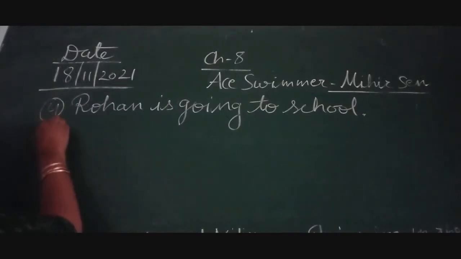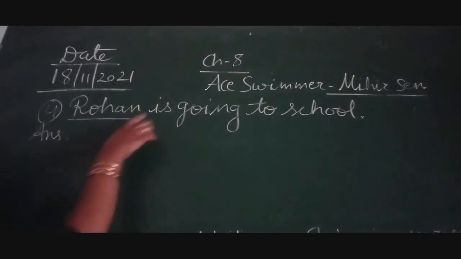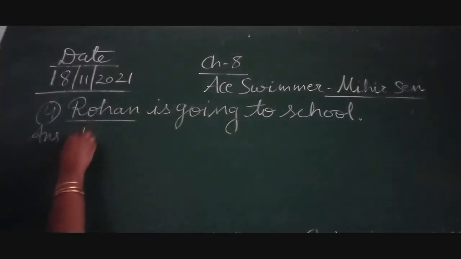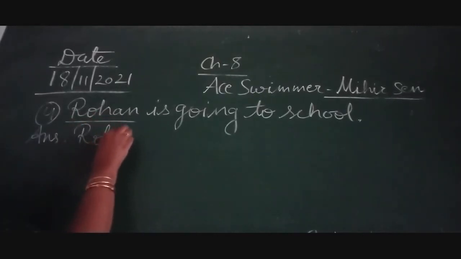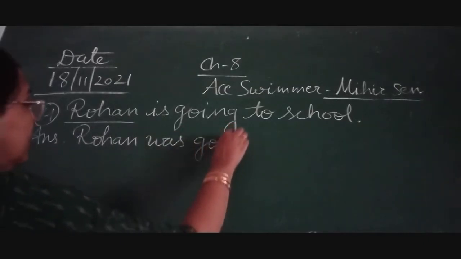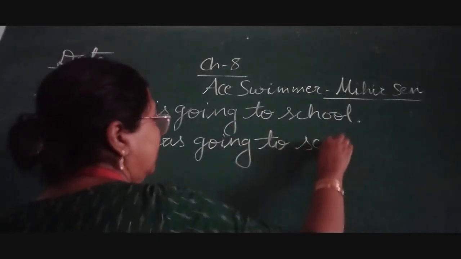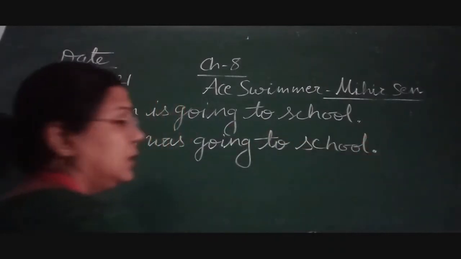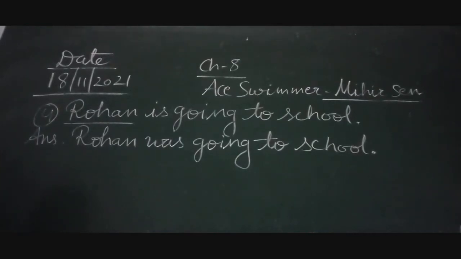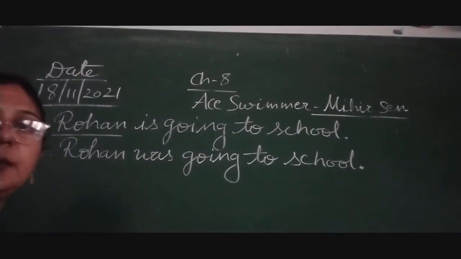Now here answer we will write. Here you can see this is singular subject and here is going is already there. So we will write Rohan was going to school. Rohan was going to school. So children, complete it. Rohan was going to school. Okay, so complete this.